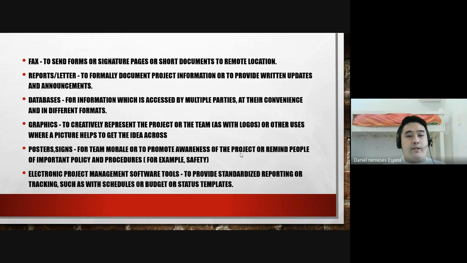Posters and signs for team morale, or to promote awareness of the project and to remind people of important policies and procedures, for example safety procedures. For example, the DOH posters or signs in crowded places, to remind us of the different health protocols that need to be followed. Electronic project management software tools provide standardized reporting or tracking, such as with schedules, budgets, or status templates.